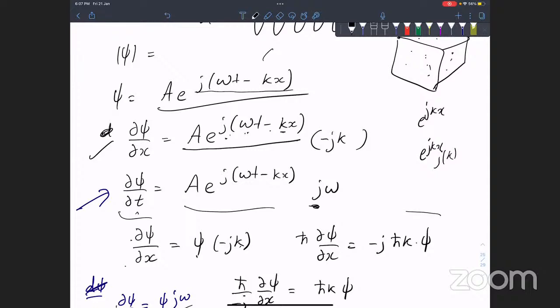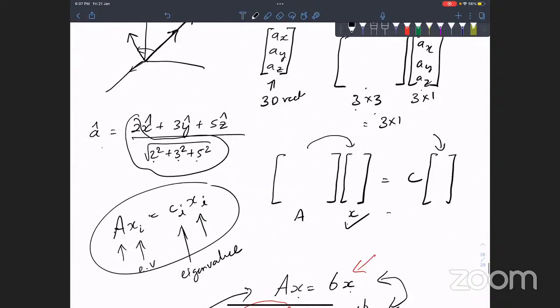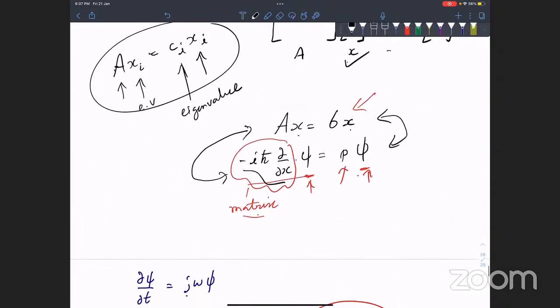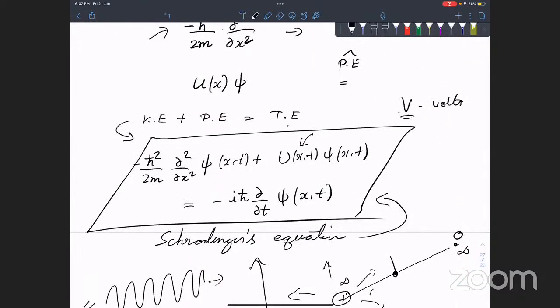I could have done it that way also. Depends on how I take this, right? The bottom line is both of those signs will be different. So this equation is correct. There is a minus in the Schrodinger's equation, and time also is i h-bar d by dt.